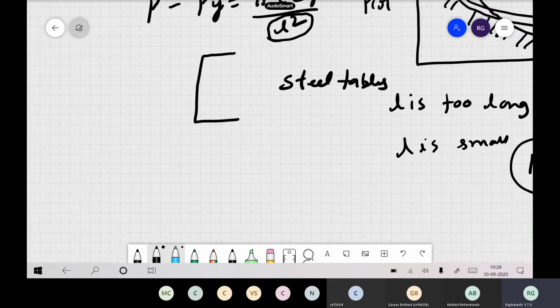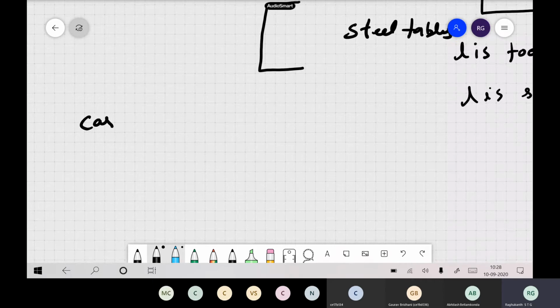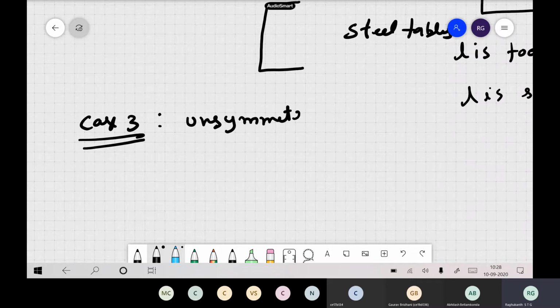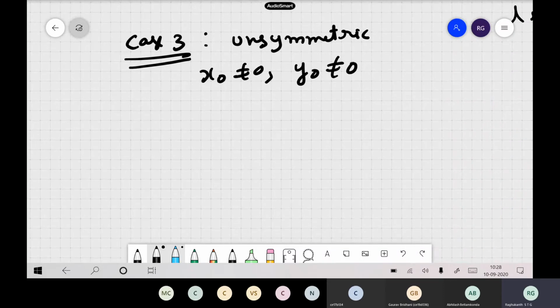And now the last case, anyway, this is complicated. Now it's completely unsymmetric. What can happen for unsymmetric, for case 3, no axis of symmetry, so x naught is not equal to 0, and y naught is also not equal to 0. Now what will happen? What type of buckling loads are you going to get?